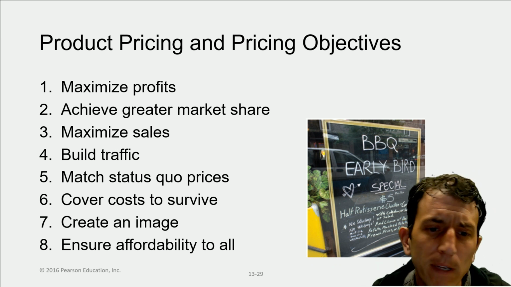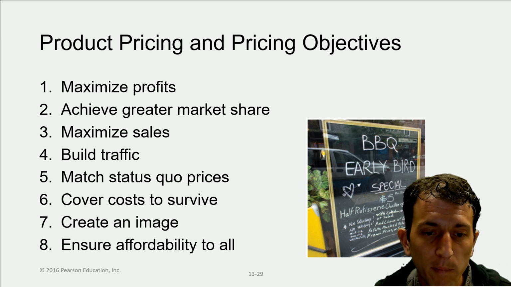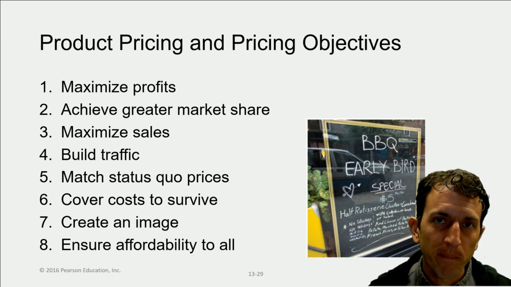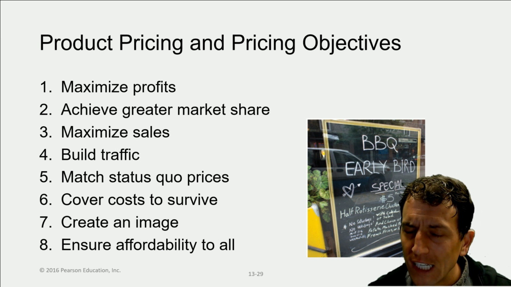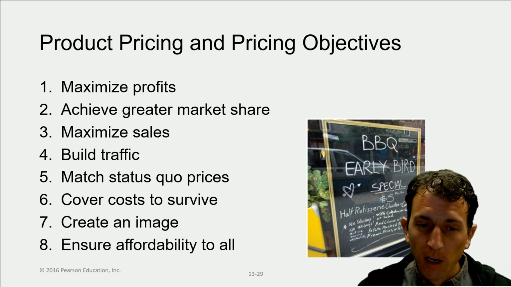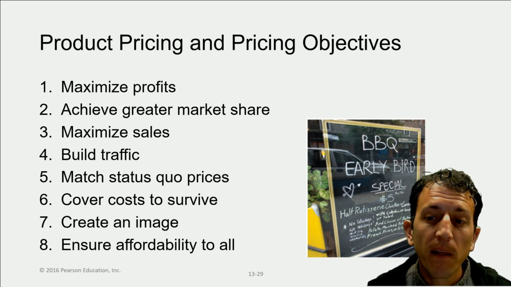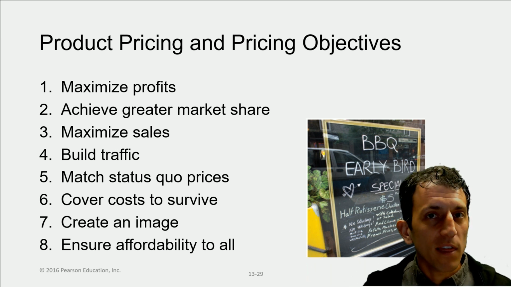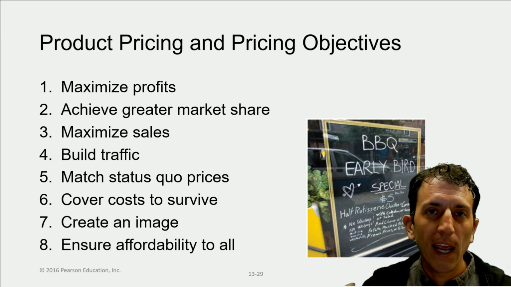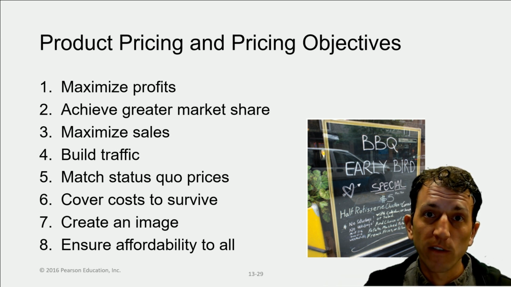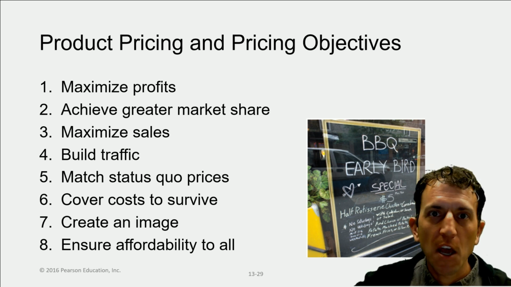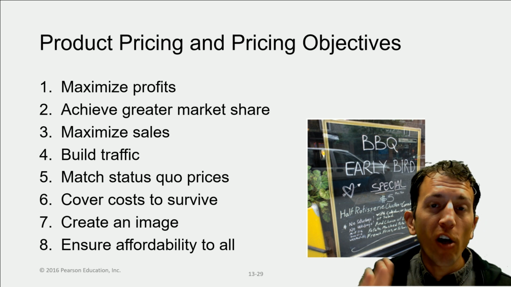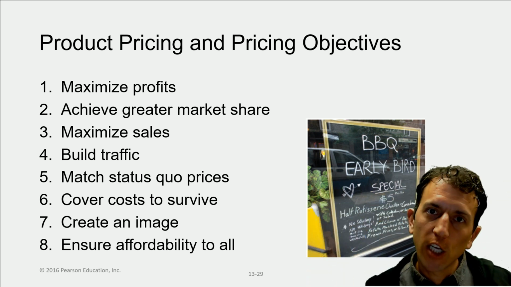But I just want to pick maybe 2 of these to talk about. Create an image is the big one. Another word for this is prestige pricing. We're going to talk about that in a later slide. But when we pay more for something than we usually pay, we think that because it's more expensive, this particular good or service is superior. I'll give you a great example in wine. A lot of people think, oh, this bottle of wine is $100. It must be amazingly good wine.